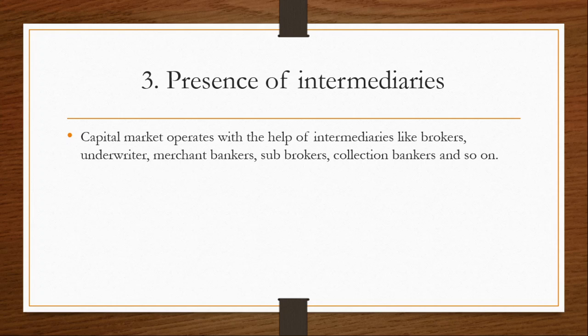The main and basic function of these brokers is to purchase a security from one person and then sell it to another person, and their profit depends upon your profit, as they take some proportion of your profit as their brokerage charges. So the capital market operates with the help of intermediaries like brokers, underwriters, merchant bankers, collection bankers, etc. Now, a broker need not be a single person. Some banks also act as brokers, like HDFC Bank and ICICI Bank.